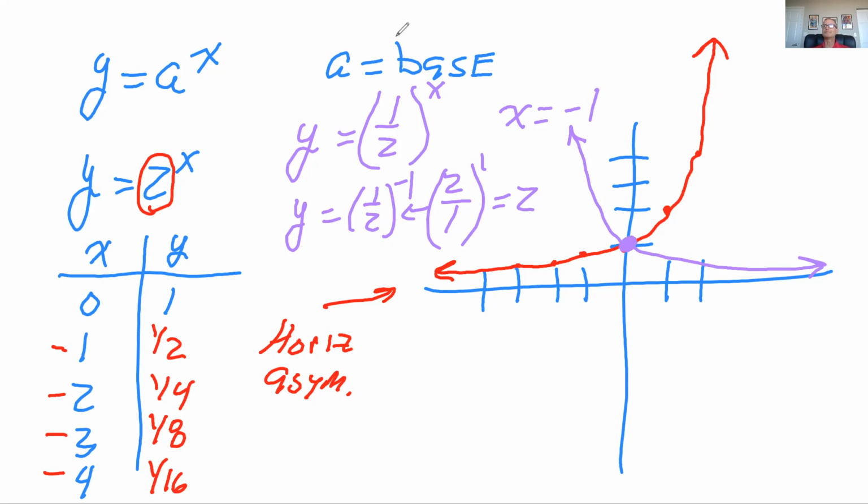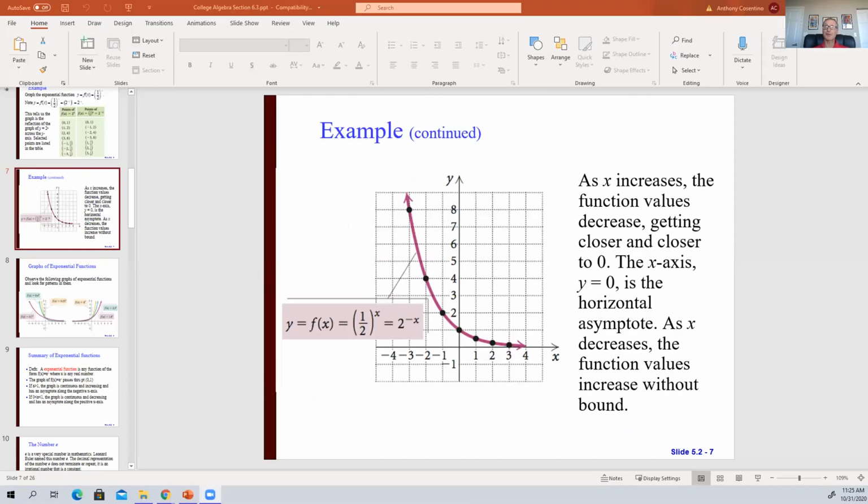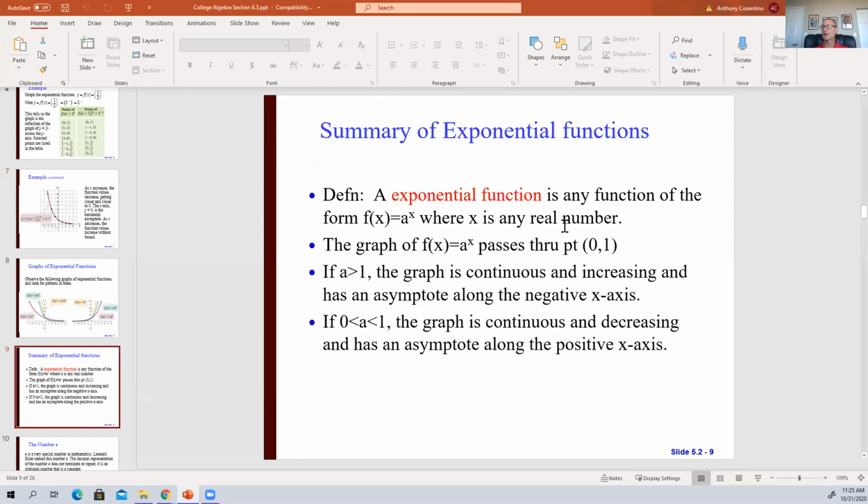And so we're not going to do too much graphing in this part of the section. We're going to do more of the algebraic manipulation and calculations for these. But I wanted to introduce the general graphs of those functions. And so this is a really nice summary on slide number 9, where a to the x, where x is any real number, and a is called our base. And every exponential function passes through the point 0, 1.